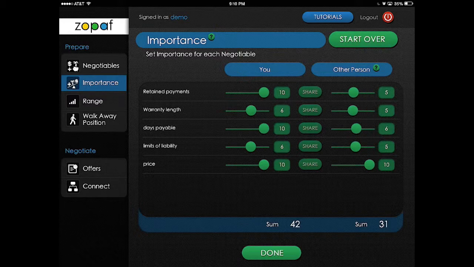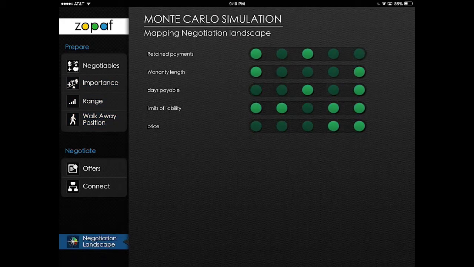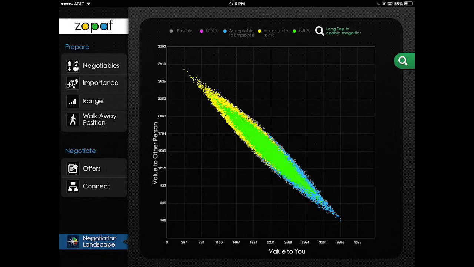Let's modify the inputs to reflect life and rerun the model. Here we see that the line has widened. This shows that we have unlocked hidden value and expanded the negotiation pie. We can now claim this value or share it with our counterpart to find better win-wins.